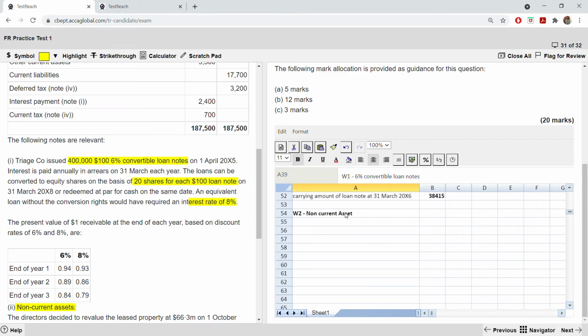Next, under non-current assets, remember two things are there. One is lease property, the other one is plant and equipment. Two things you have to deal with. So first we are going to deal with the lease property. Okay, under lease property, how are you going to start? You have to know the gain on the revaluation and the carrying amount of the lease property.